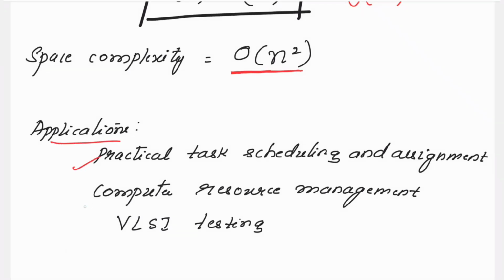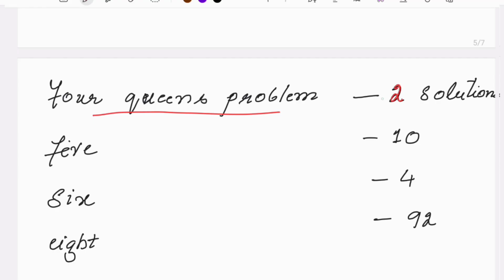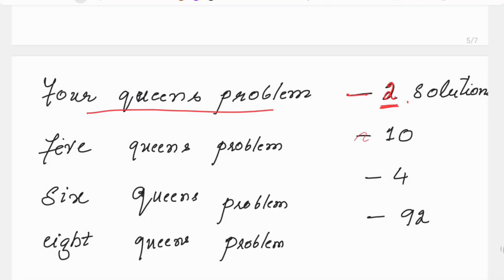Applications I have mentioned here. For 4 queens, just now we have seen, there are 2 solutions. For 5 queens we have 10 solutions, and for 6 queens we have 4 solutions. For 8 queens we have 92 solutions.